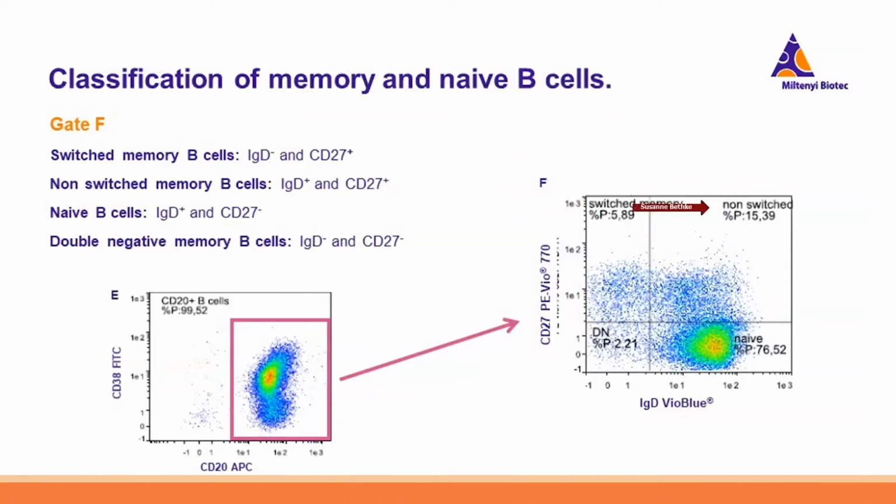Then we also have non-switched memory B cells that are IgD positive and CD27 positive. Then we have naive B cells that are IgD positive and CD27 negative, of course. And then we have the double negative, also called unconventional memory B cells, that are IgD negative and also CD27 negative, and that's why they're in the gate down there.